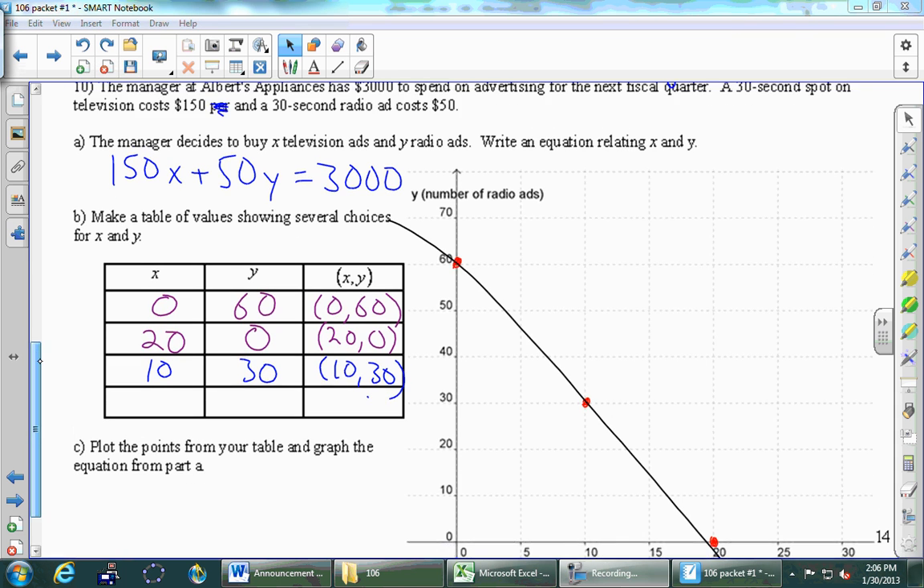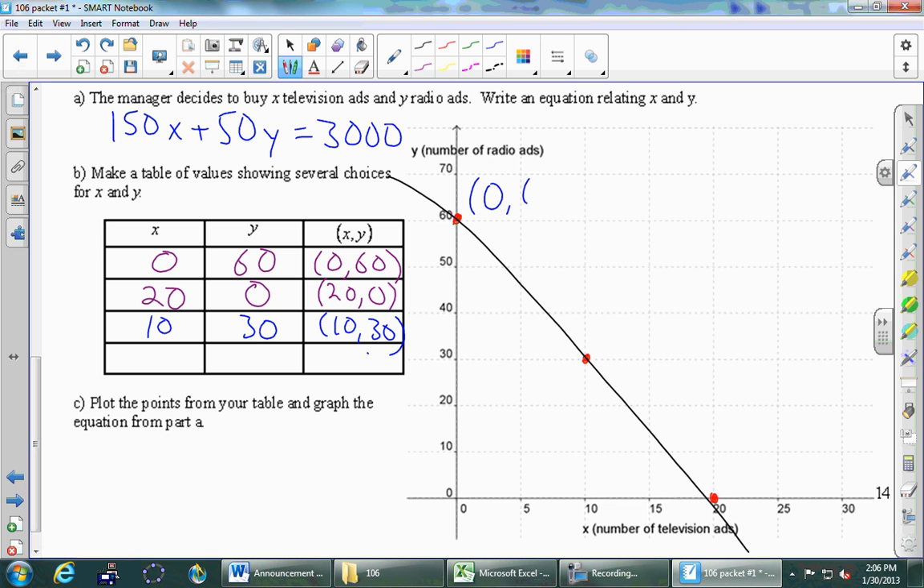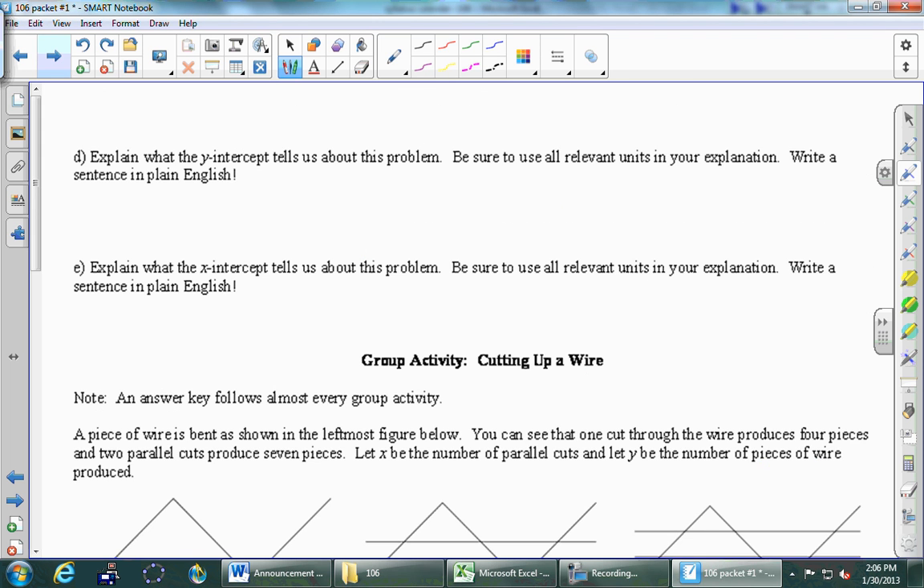And what I want to do is make sure we can interpret the 2 intercepts because they mean something. So up here we've got the point (0, 60). And then down here, we've got the point (20, 0). And those 2 intercepts mean something in terms of TV ads and radio ads. So on the next page, we'll go to part D.